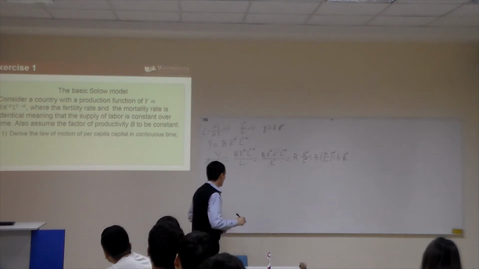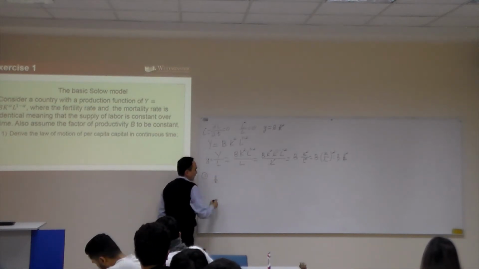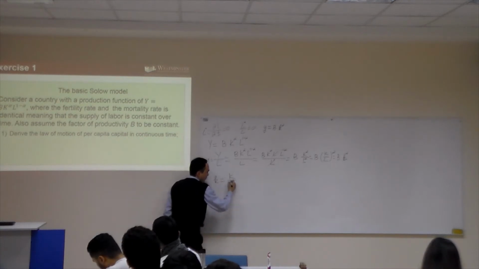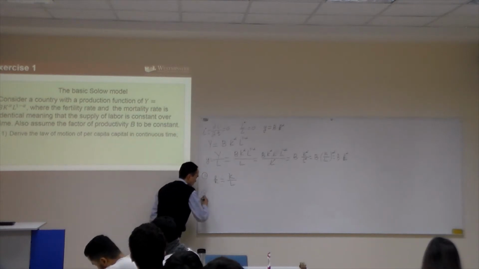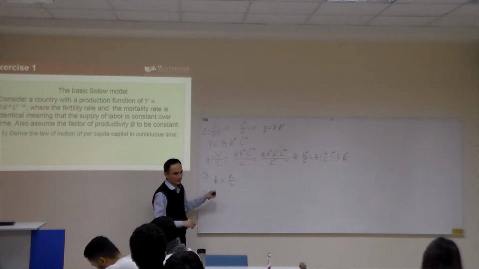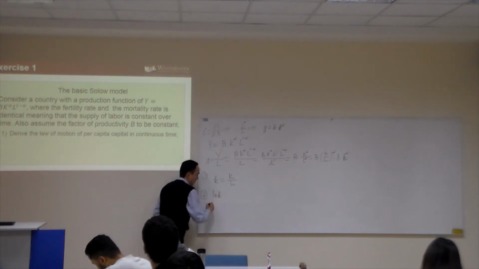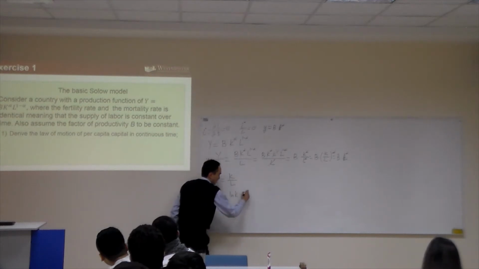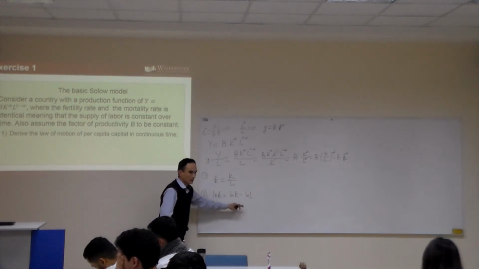Rather, we are going to consider, number 1, what per capita capital is equal to. Per capita capital is equal to capital stock over labor. Second, number 2, you have to take the natural log of this equation from both sides. If you take the natural log, you will get the natural log of per capita capital equals the natural log of capital stock minus the natural log of labor.